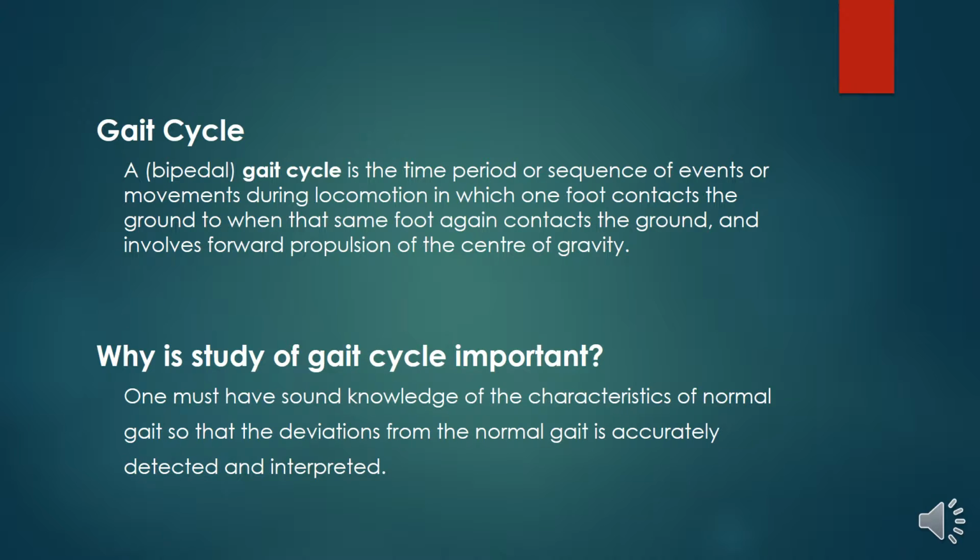So why is the study of gait cycle important? The study of gait cycle is important so that the characteristics of a normal gait can be known, and in case of any deviations, the deviations can be interpreted and dealt with.